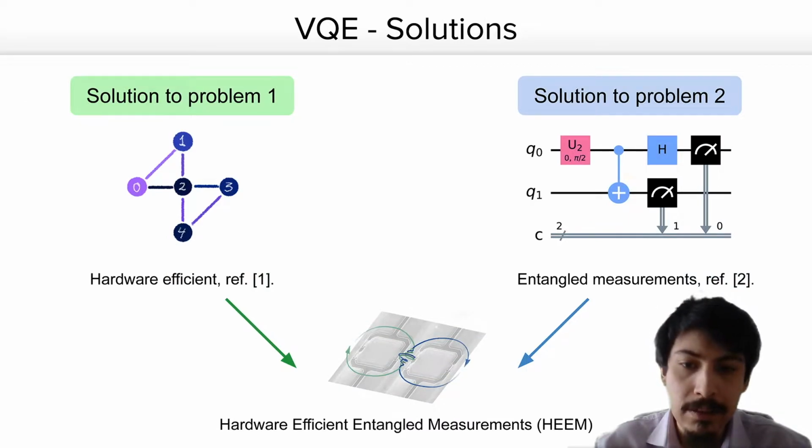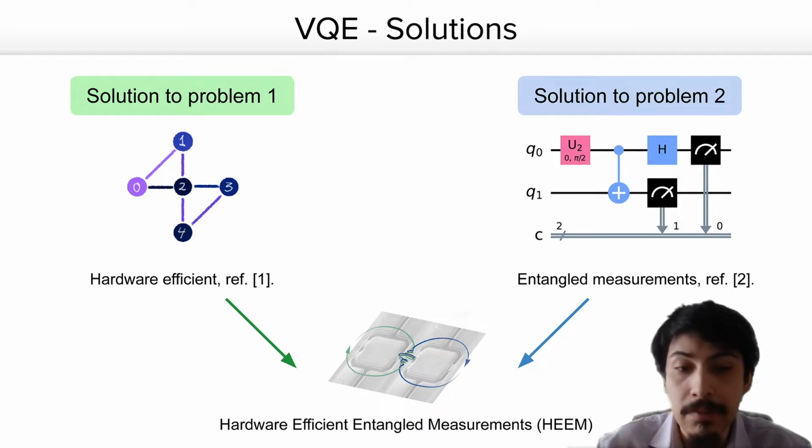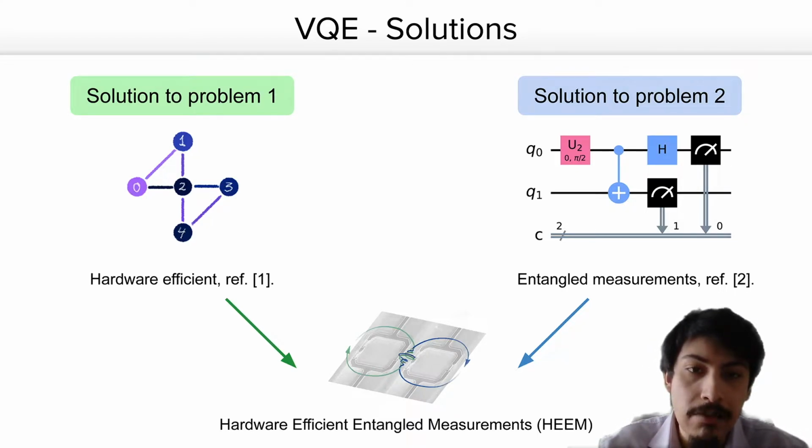Two independent strategies can be proposed to overcome these difficulties. In first place, the depth of the circuit can be reduced by means of the so-called hardware-efficient circuit, which restricts entangling gates to physically connected qubits.